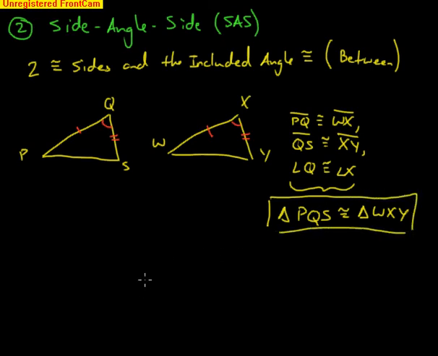Just by knowing two sides and the angle between, there's only one way to draw the triangle. All right. So these are the two with at least two sides. Okay, let's move on to the ones with at least two angles.